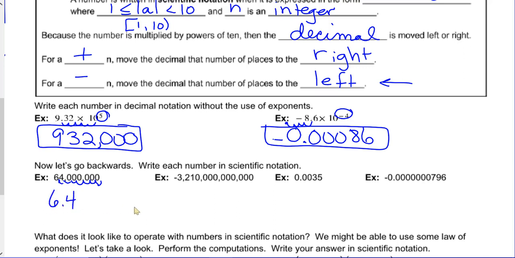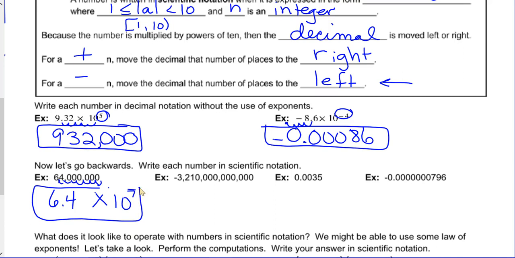Now, no need to write the rest of those zeros because that's what we're exchanging. 6.4 times 10 to what power? Well, our decimal's at the end to originate. If we move it back 1, 2, 3, 4, 5, 6, 7 places, that means this power has to be 10 to the 7th.